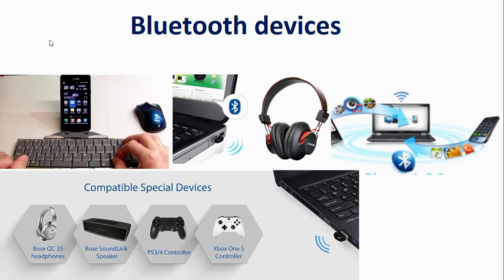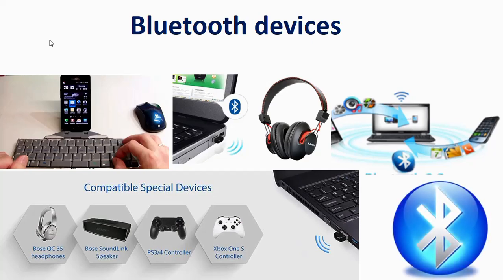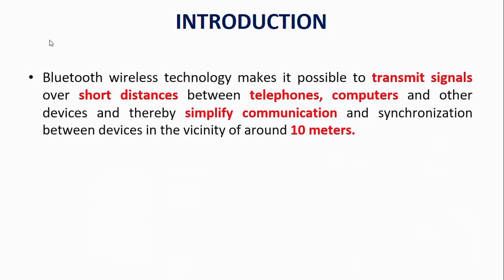In general, Bluetooth devices images are shown here. The symbol of a Bluetooth device is this one. The Bluetooth wireless technology is a short range radio technology which is developed for personal area networks.